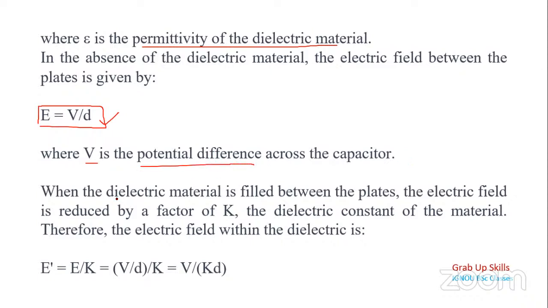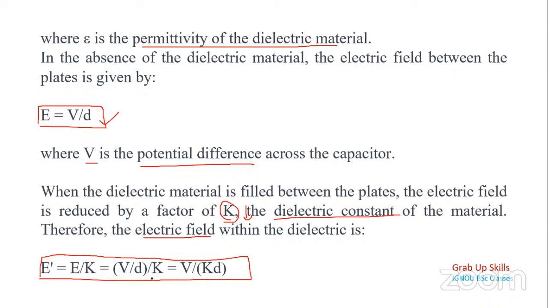Now when dielectric material is filled between the plates, the electric field is reduced by a factor of K, the dielectric constant of the material. So the electric field within the dielectric is given by E dash is equal to E by K, which is equal to V divided by D divided by K, which is equal to V divided by K into D. This is the formula for the electric field within the dielectric.